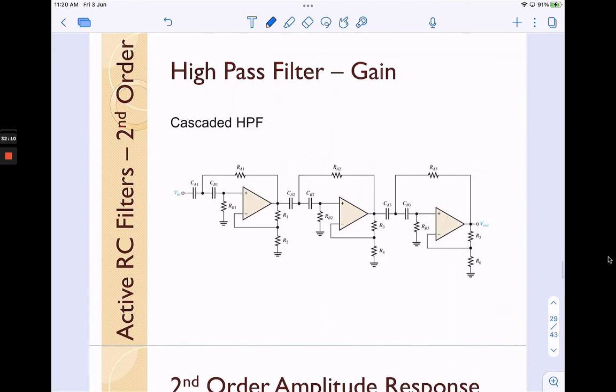Here is an example. How many orders is this high pass filter? Anyone? 3rd order. Who agrees this is a 3rd order filter, or any other opinion? Someone?